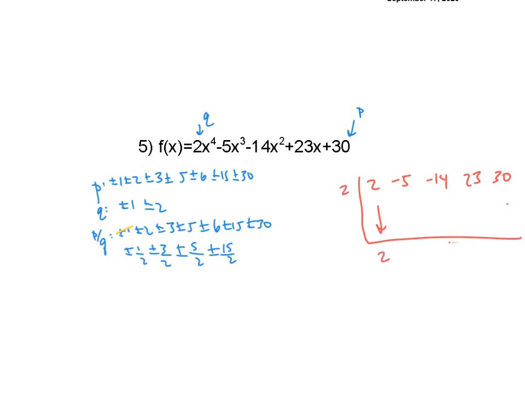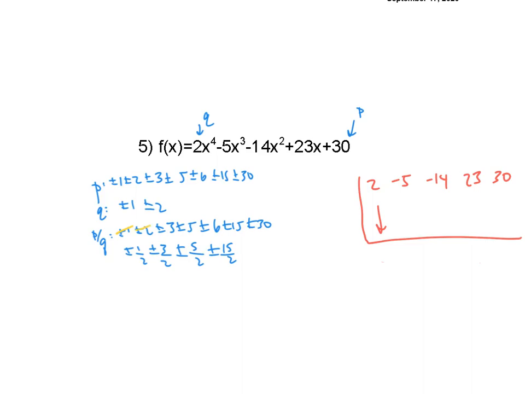Drop down the 2, I get 2. Multiply 2 times 2, I get 4. Add, get -1. Multiply 2 times -1, I get -2. Add, I get -16. Multiply, I get -32. Add, I get 9. Multiply, I get 18. Add, I get 48. Oh, that's not fun. That didn't work. Try again. I'm struggling through this just like you guys would be. All right, that didn't work.